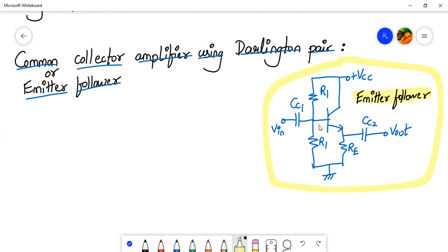In an emitter follower, the input is applied at the base terminal. Input at base, and output is taken from the emitter. So output from emitter. That is what we have to remember, and we have to replace this BJT by a Darlington pair. All right. So that is what we have to do. Our job is very simple.